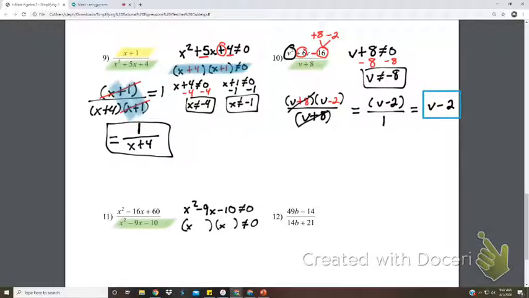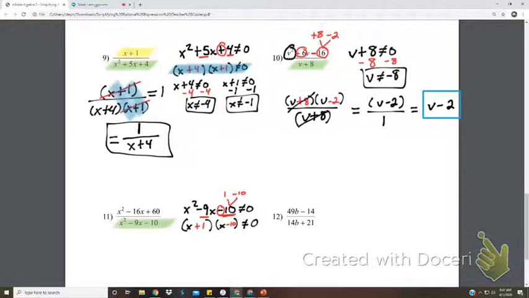Separate the x into x times x. And then I'm looking for two factors of 10 that subtract to equal negative 9. So I'm going to go with 1 and 10, because 1 times negative 10 is negative 10, and 1 minus 10 is negative 9 in the center. So positive 1, negative 10.